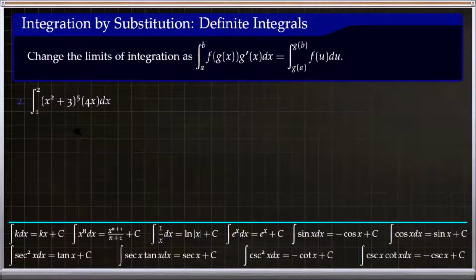Next, let's look at this example. Here we are integrating x squared plus 3 to the 5th times 4x from x equals 1 to x equals 2. So again, the first thing to notice here is the composition part, and we want to let the inside of this part be u. So we let u equals x squared plus 3. With this, we'll try to write the whole integral in terms of u.